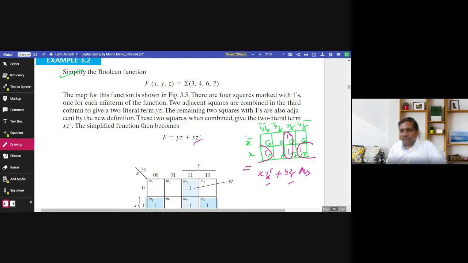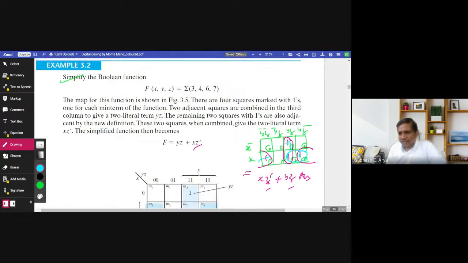Now you may wonder why I have not made this other pair. It is very much possible to make this pair here, but I have not made it because this one is already covered by this one, and this one is covered by M3. So even after covering all these, if I make another pair, then that is redundant. There is a word called redundant.